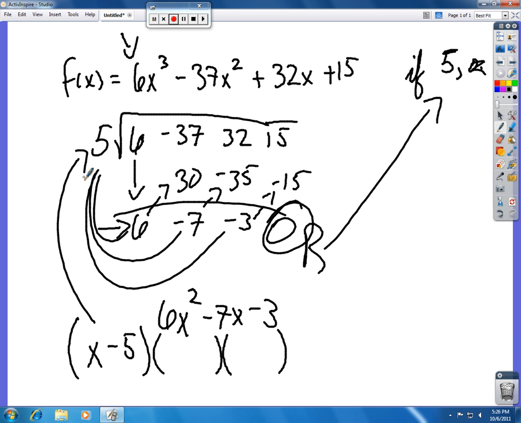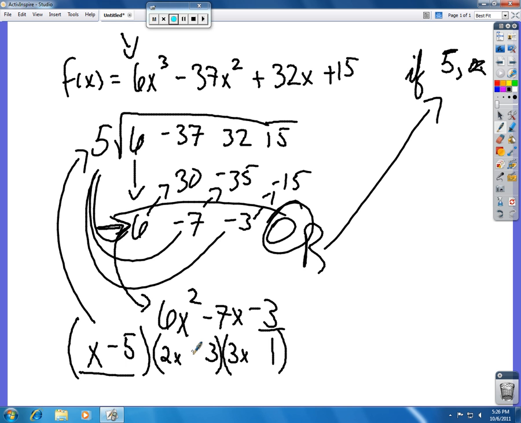So now, this quotient here is going to get broken down further to get 2 linear factors, where your variable x is raised to the first power. So you've got 2x and 3x. So 2x times 3x will give you 6x squared. And then we need to come up with the negative 3 at the end. So we have to have a 3 and a 1, because only 3 and 1 multiply together to get negative 3.